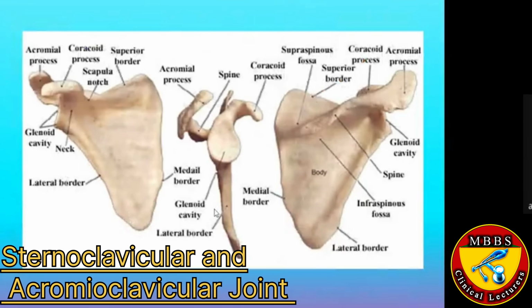Now, if you see, these are the different bones which are present in the body. We know that there is a clavicle, and then there is another bone which is present on the posterior aspect of the body, which is called the scapula. Now, the scapula has different parts, and one of these parts we call the processes of the scapula.